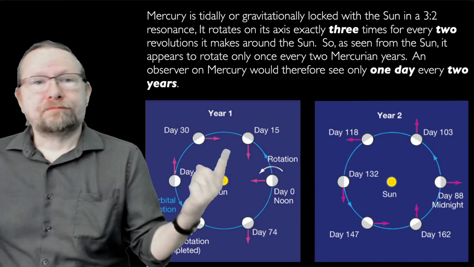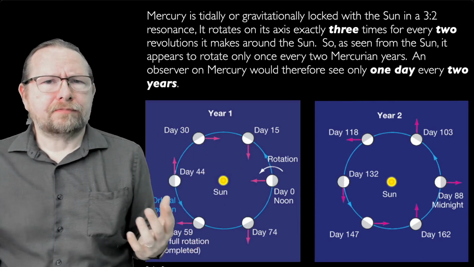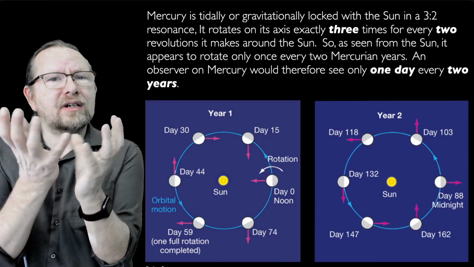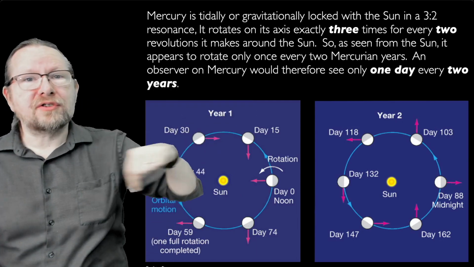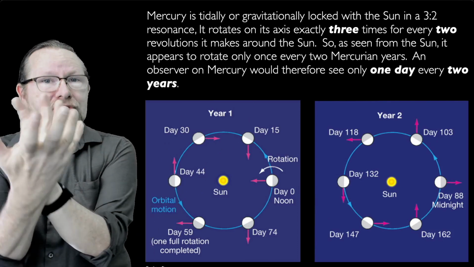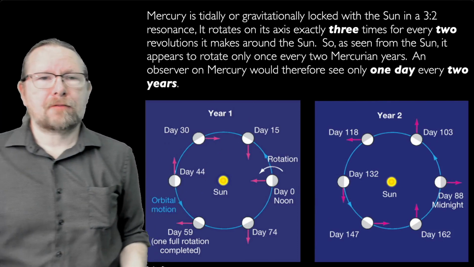Mercury goes around the sun every 80-some days. Mercury also spins on its axis, just like the Earth spins on its axis every day. So a trip around the sun is called a year. A rotation on the axis is called a day, right, for Earth.